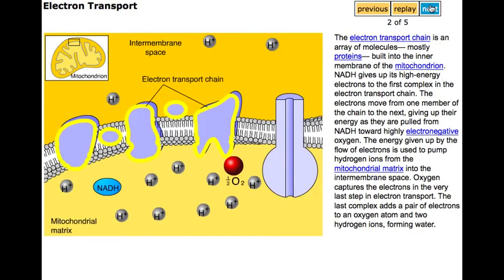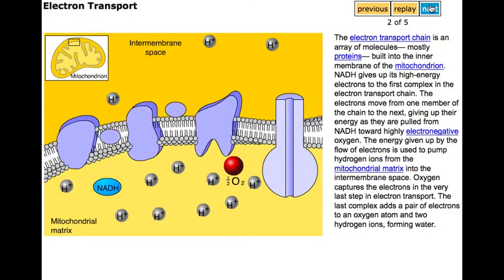The electron transport chain is an array of molecules, mostly proteins, built into the inner membrane of the mitochondrion. NADH gives up its high-energy electrons to the first complex in the electron transport chain. The electrons move from one member of the chain to the next, giving up their energy as they are pulled from NADH toward highly electronegative oxygen.